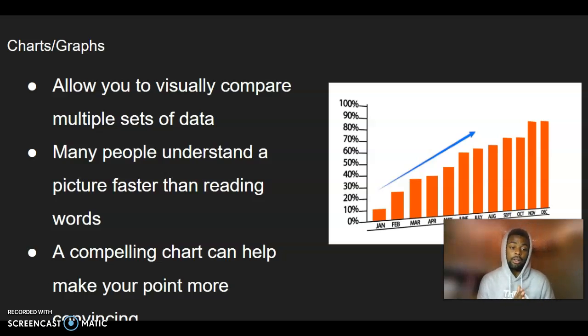A compelling chart can also make your point more convincing. Not saying that just because your chart looks right, that it's right. We all know about false charts. But the more professional your chart looks and the more thought out, more labeled it is, it will make your argument look way more convincing from just a scholar's standpoint.